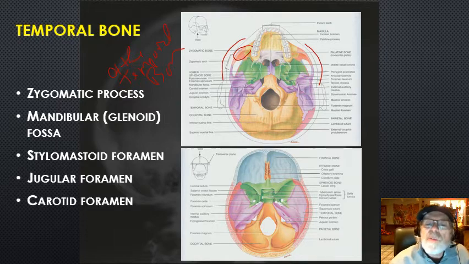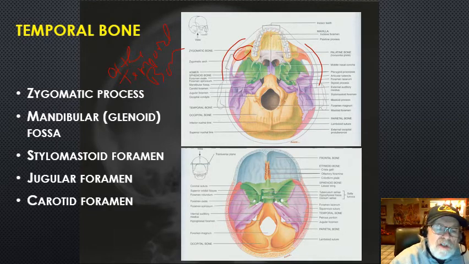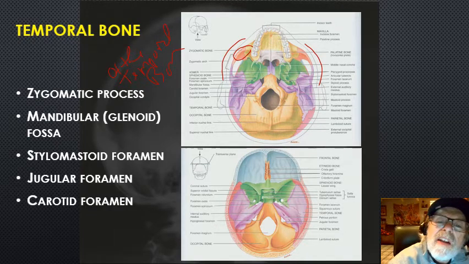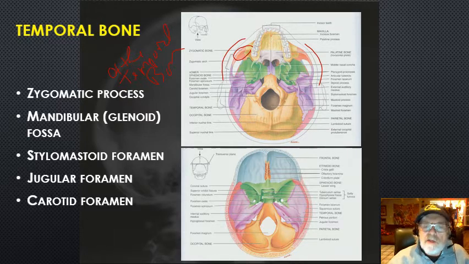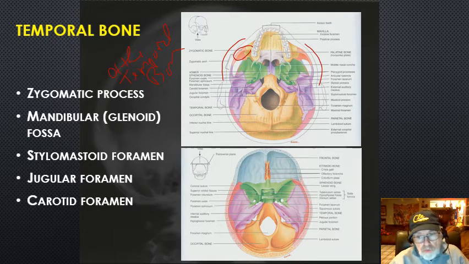You can't see it really well on this. I'll show you better when we see the skull. But right down here, if you look really close, there's a little dot right in the middle of my circle, and that thing's called the stylomastoid foramen. Now this is a really important hole, small but important. Through that stylomastoid foramen comes a nerve called the facial nerve.